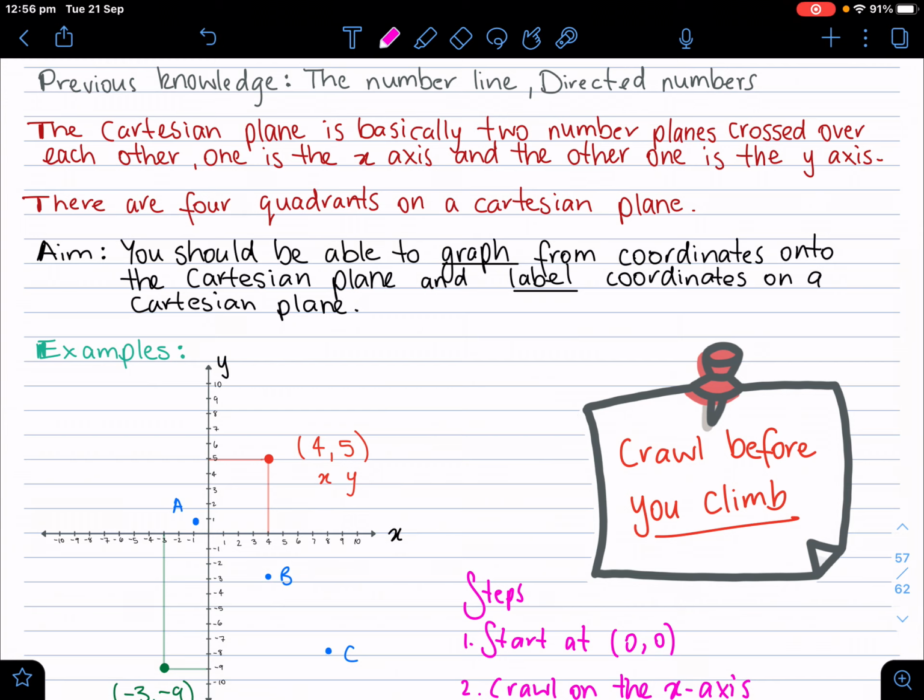Well, the Cartesian plane is basically two number planes that are crossed over each other. We call the horizontal one the x-axis, and we call the vertical one the y-axis. Now, this makes 4 equal quadrants. And we'll get into quadrants a little bit later. But each quadrant is 90 degrees.